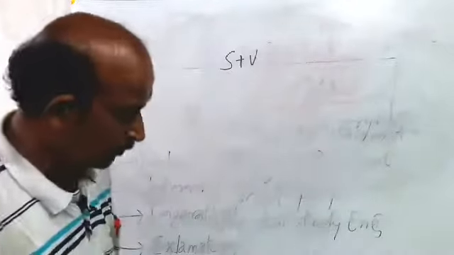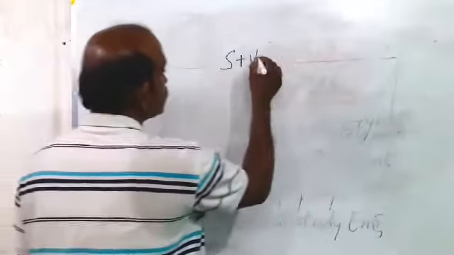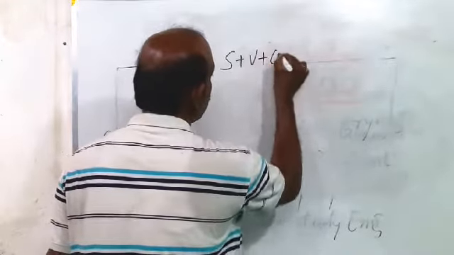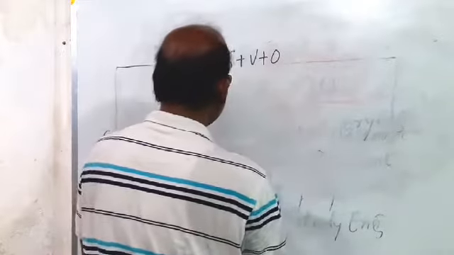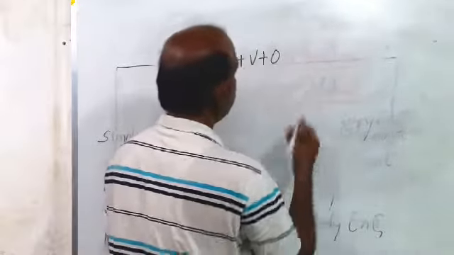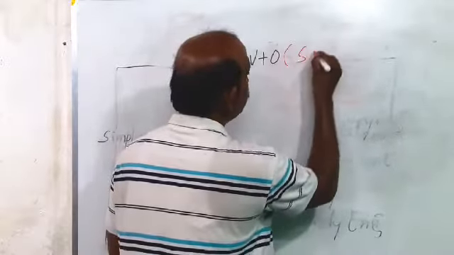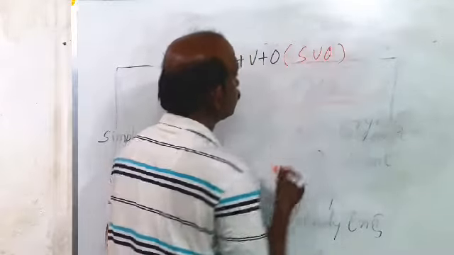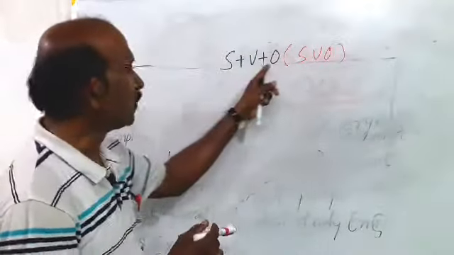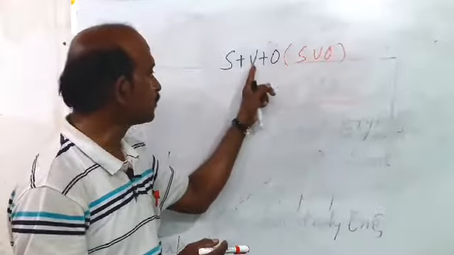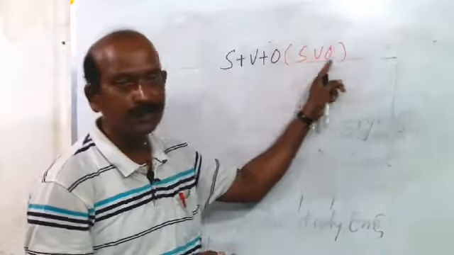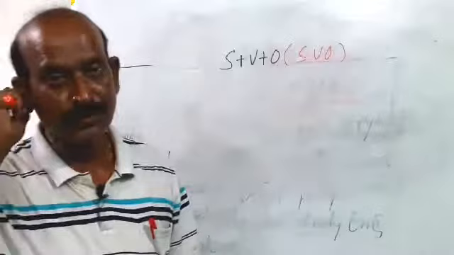The second pattern is known as SV plus O, or otherwise SVO. Subject plus verb plus object, or SVO. This second pattern is known as SVO.